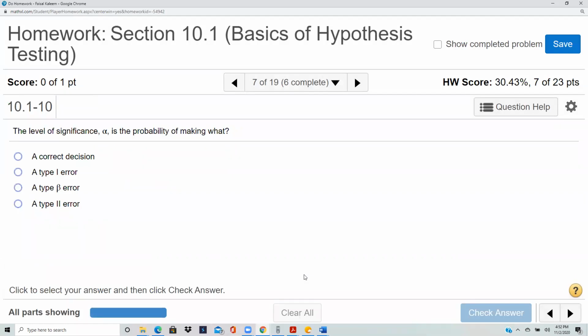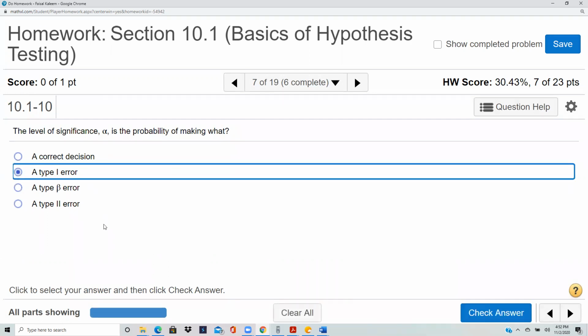Okay, the level of significance alpha is the probability of making a type 1 error. And the probability of making a type 2 error is called beta. So alpha is the probability of making type 1 error. Beta is the probability of making type 2 error. So we don't have type beta error. It's type 1 or type 2.